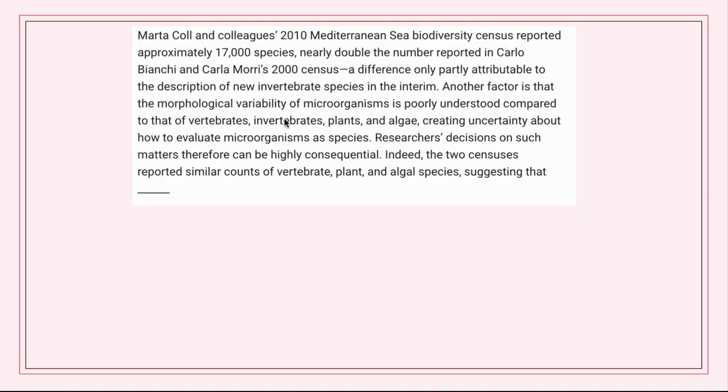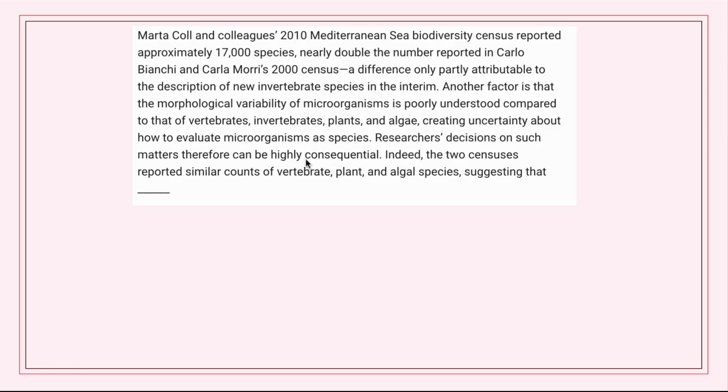So I think this is talking about how microorganisms can obviously be different from one another, but these differences are poorly understood. So this makes it a little hard for researchers to know when to classify certain organisms as species, because they don't know if they're so different that they're different species, or similar enough that, even with a little bit of difference, we can say they're the same species. So they're just not sure when to classify a group of microorganisms as species and when not to. Researchers' decisions on such matters, therefore, can be highly consequential, or really important.